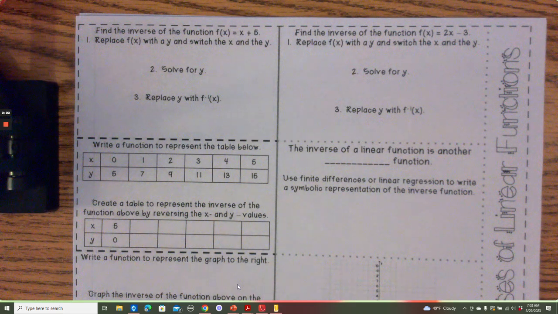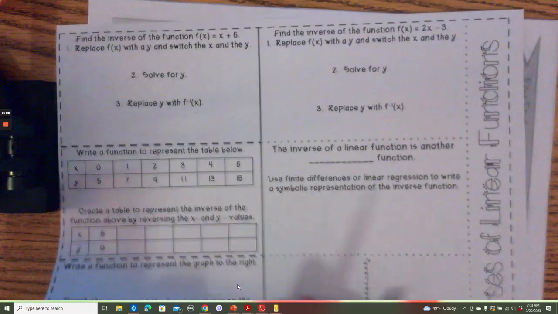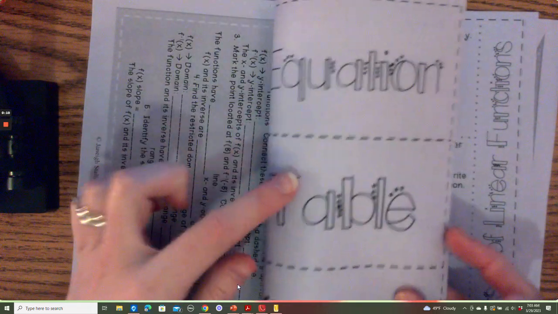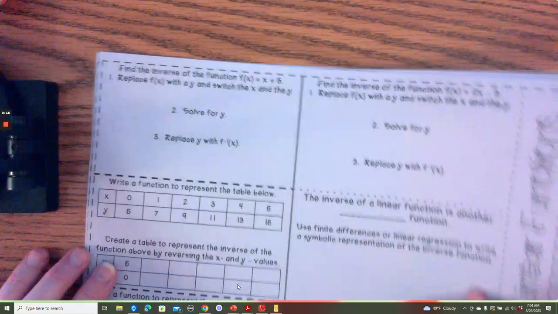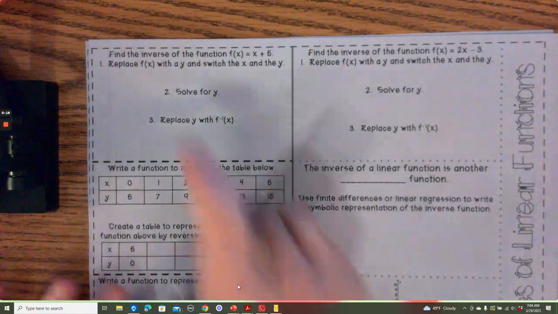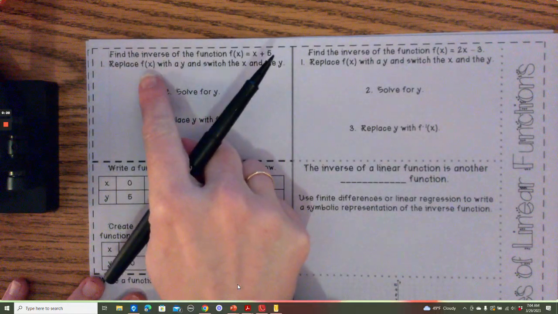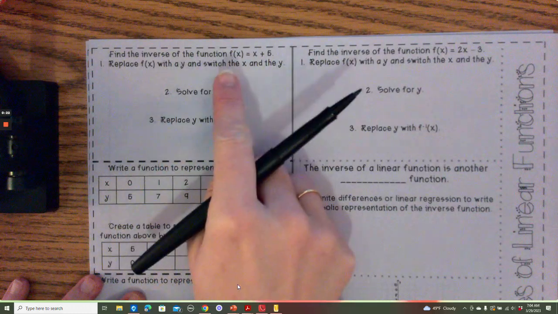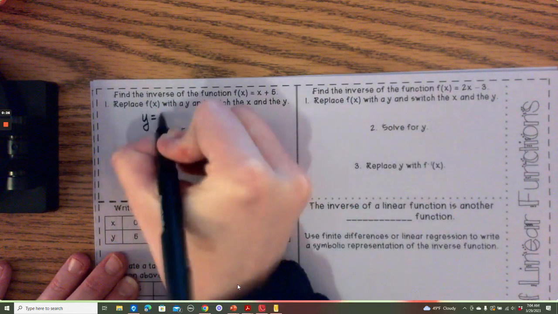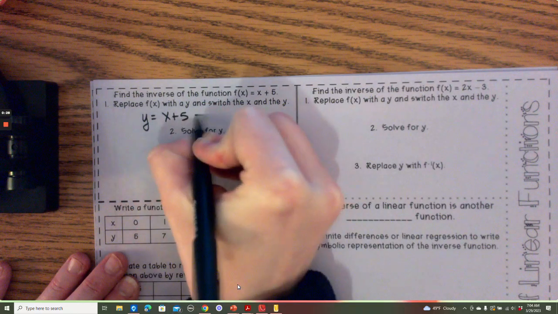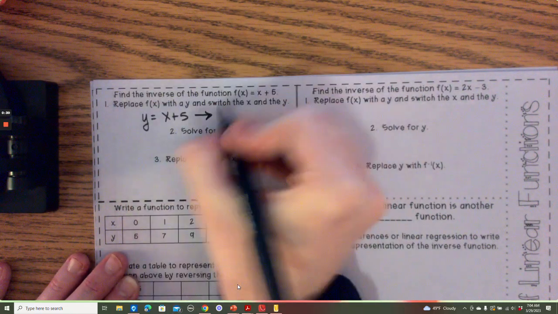This video is for the inverses of linear functions. So we are going to find the inverses using an equation, a table, and a graph. Okay. So from an equation, to write the inverse, we're going to replace f of x with a y, and then we're going to switch the x and the y. So we would have y equals x plus 5, and then we're going to swap those two letters.